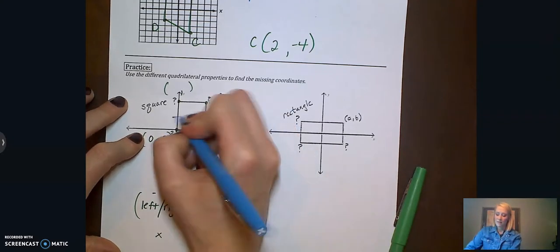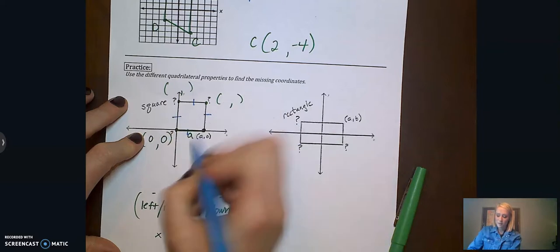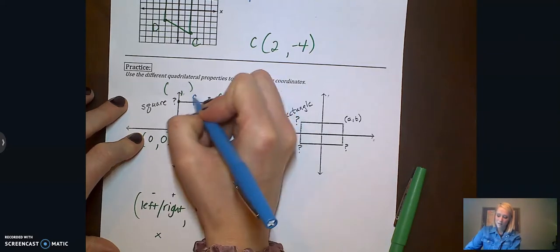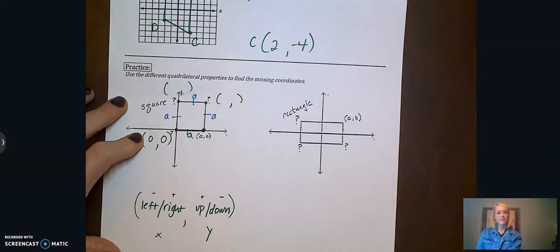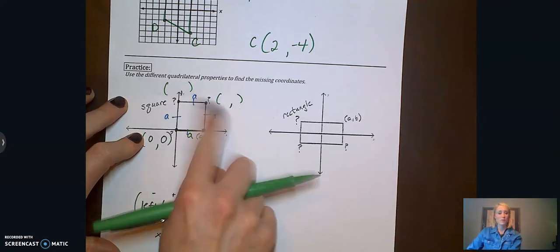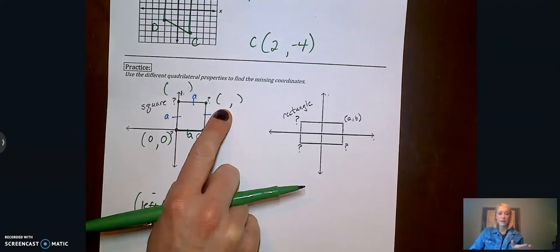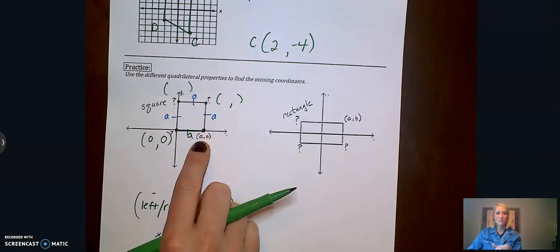We know that all the sides of a square are the same. So if that's A, all of these sides, we can call them A. Now that's going to help me figure out these two missing ordered pairs. And you're never going to use your own letters. Don't throw a B in there. If they only use A, you will only use A.